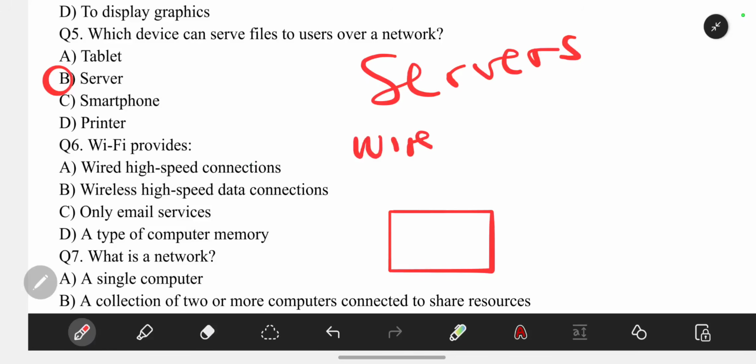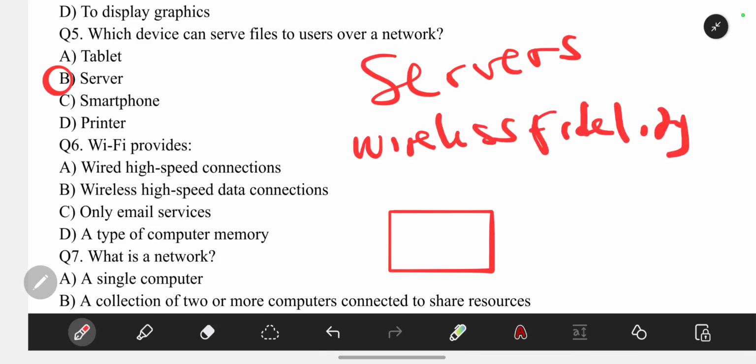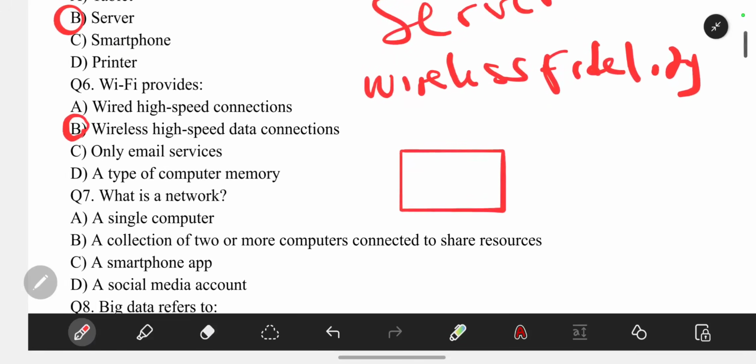Question 6, Wi-Fi provides. Wi-Fi means wireless fidelity, and many of us know what Wi-Fi is. So Wi-Fi provides wireless high-speed data connection.